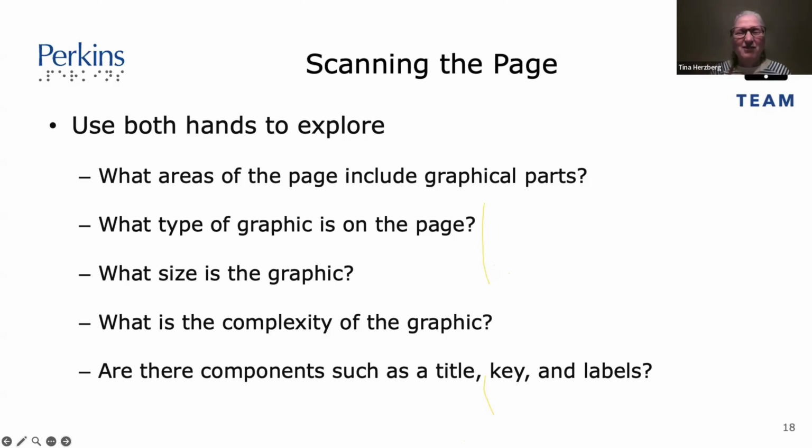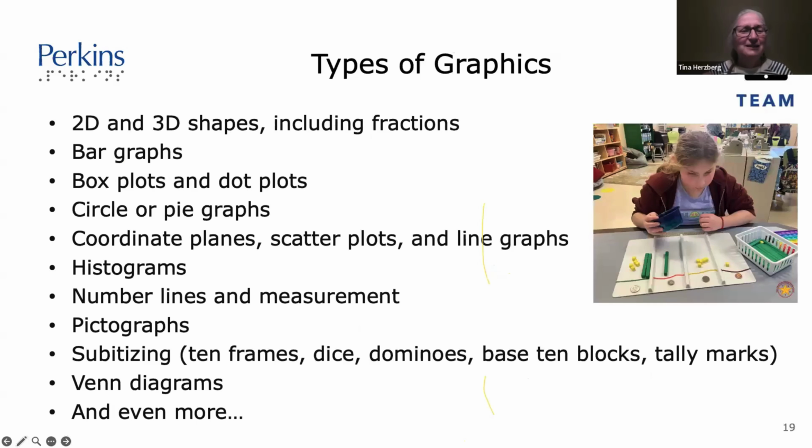So I love just a 10, 15 second quick scan of the page. And if I can figure out in that short period of time or even a little longer what type of graphic it is, it makes my role as a reader much easier. And so I really encourage my students along the way, hey, let's see if we can recognize what kind of graphic this is, because that's going to help us know how to explore. So once again, what is the size of it?